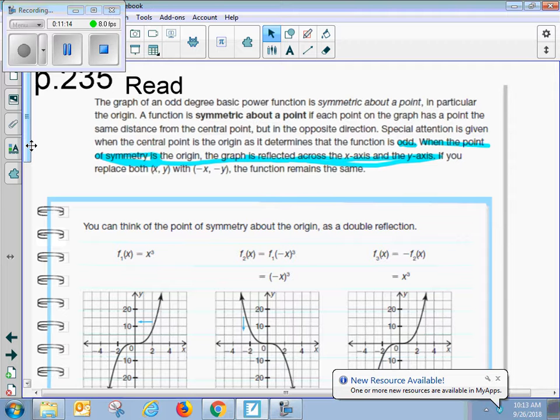A function is symmetric about a point if each point on the graph has a point the same distance from the central point, but in the opposite direction. Special attention is given to the central point, the origin, as it determines that the function is odd. When the point of symmetry is the origin, the graph is reflected across the x-axis and the y-axis. If you replace both x and y with negative x, negative y, the function remains the same.